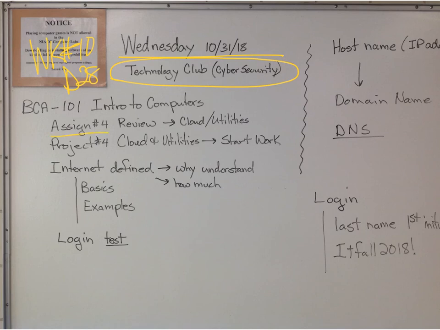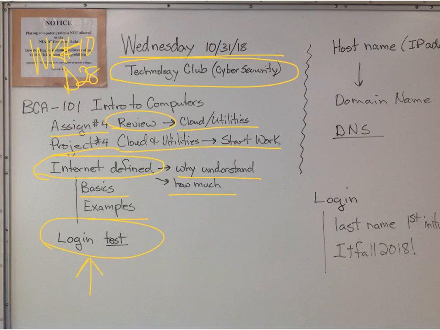Assignment 4, Cloud Utilities. I did a review of some key items on there. We actually opened and started Project 4. And we looked at more things on defining the internet. Why to understand, how much, basics, examples. And we logged into the local network using our new logins.